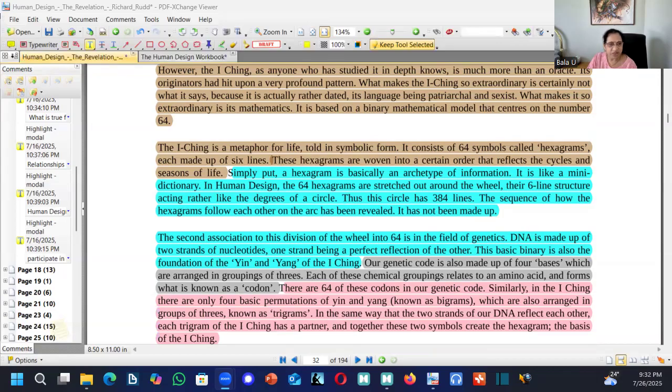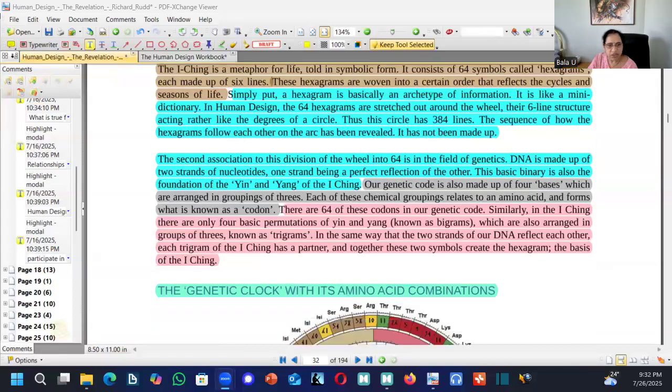Similarly, in the I Ching, there are only 4 basic permutations of yin and yang known as bigrams, which are also arranged in groups of 3 known as trigrams. In the same way that the 2 strands of our DNA reflect each other, each trigram of the I Ching has a partner, and together these 2 symbols create the hexagram, the basis of the I Ching.